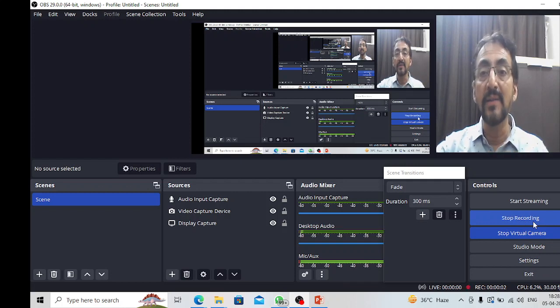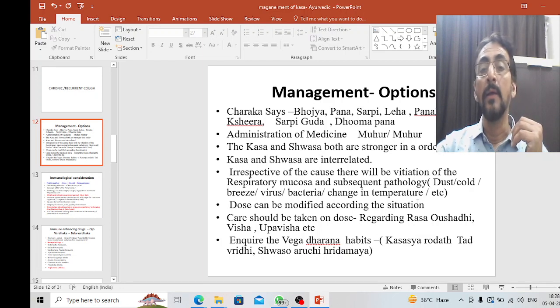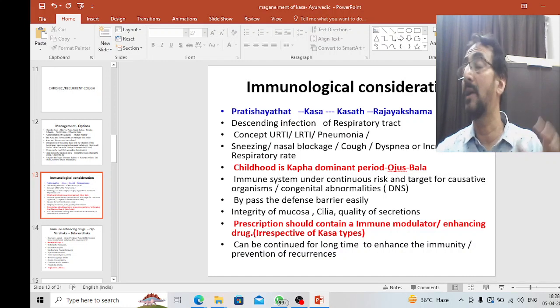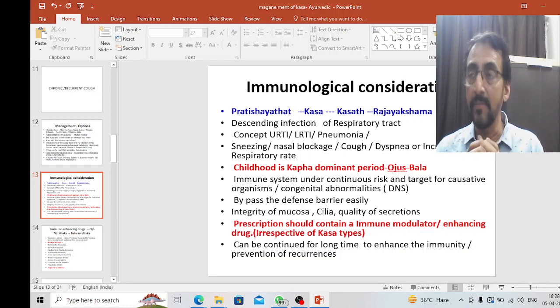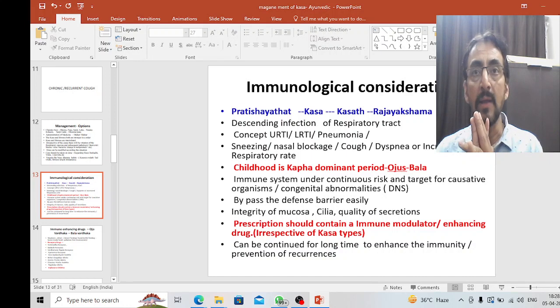So now we will discuss the further portion of this Kasa Roga. Further in the Kasa Roga, another important consideration, especially in case of children, is immunological consideration, because it is very clearly told that Pratishayat Kasaha, Kasat Rajayakshmaha. That means the infection always starts from the upper respiratory tract, what we call upper respiratory tract infection.